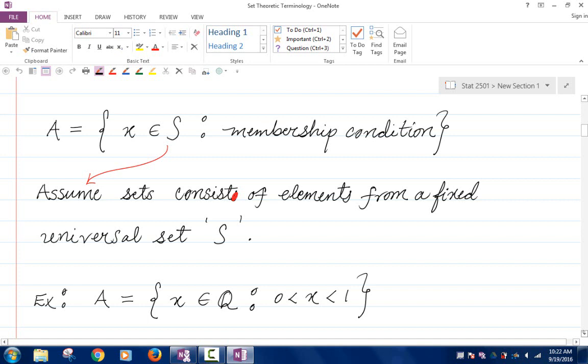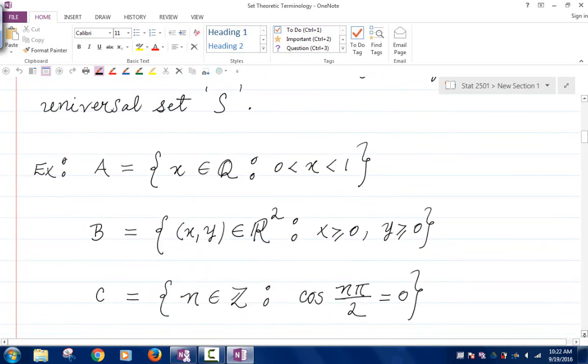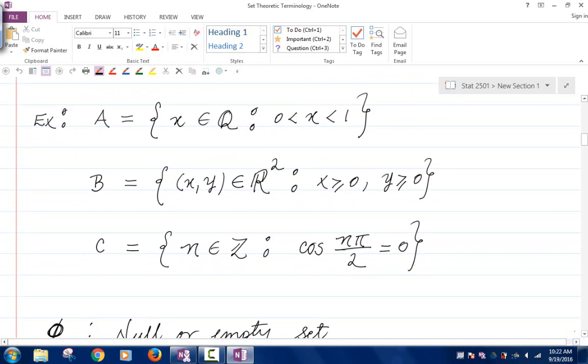Is that notation clear to you? I have another set here, B. B is the collection of all points x, y in R2. What is R2? R2 is the collection of all ordered pairs of real numbers. So this R2 is the collection of all points in the plane. So B is the set of all points in the plane such that both coordinates are non-negative.